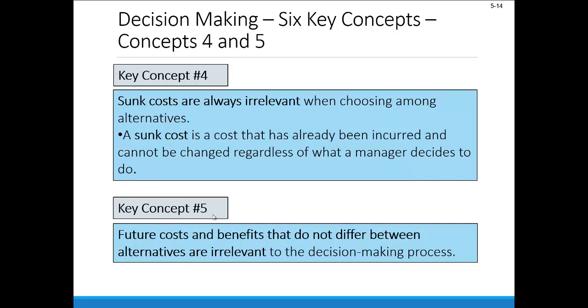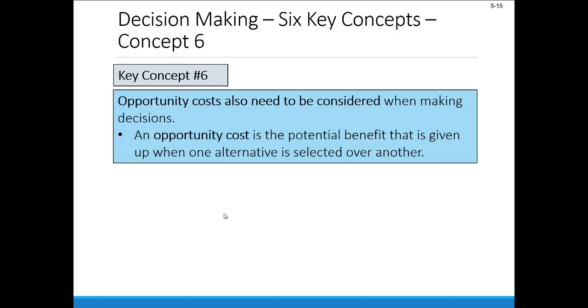And then key concept 5, we've already really hinted at. Any future costs and benefits that don't differ between alternatives are irrelevant to the decision-making process. So that'll be our key in defining relevance. If it differs between two or more alternatives, it's relevant. If it does not, it is irrelevant. Now, opportunity cost, that's another term we've used before. They also need to be considered when making decisions. An opportunity cost, you recall, is that potential benefit that we're giving up by picking one alternative over another.